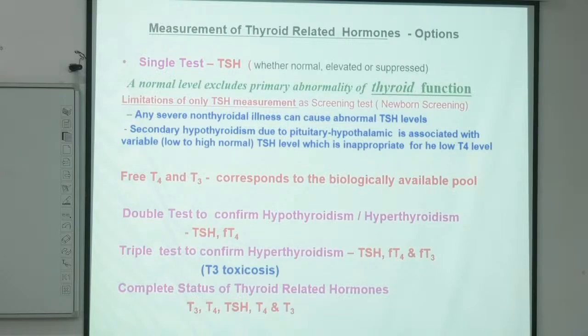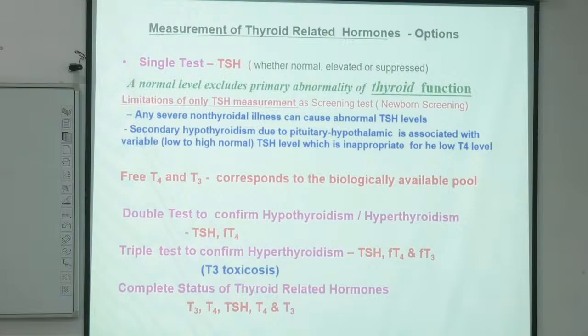So if T4 and FT4, which is biologically active, are available, and 2 tests are allowed, you do TSH and FT4. That will confirm hypothyroidism and hyperthyroidism, because in either case TSH will be low or high, and FT3 can be low or normal in either case.